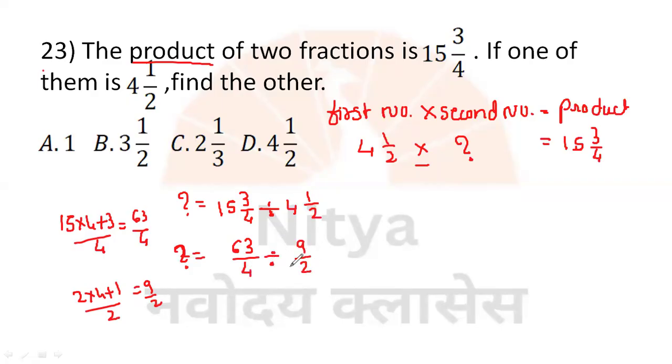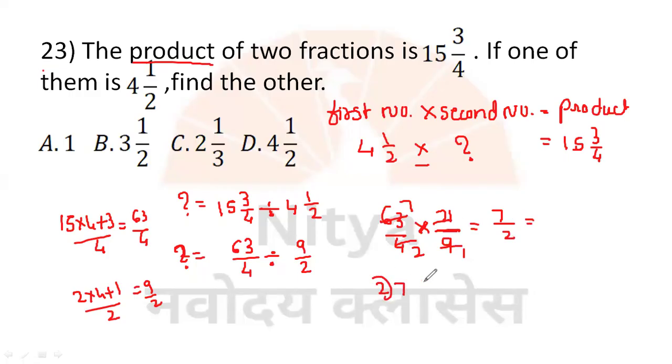So 9 by 2. We know that in division we have to take the reciprocal of the fraction. We change the sign to multiplication and interchange the denominator and numerator. It means you have to take the reciprocal of the fraction. So 2 ones are 2, 2 twos are 4, and 9 ones are 9, 7 nines are 63. So what comes? 7 by 2 is the answer, but it is not given like this, no?